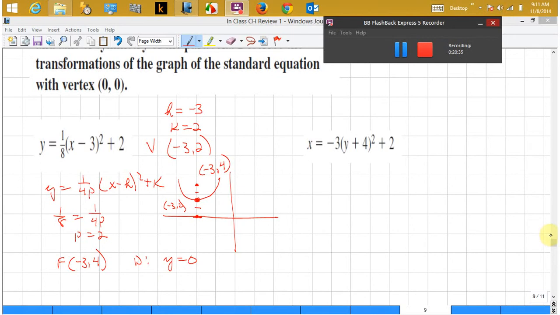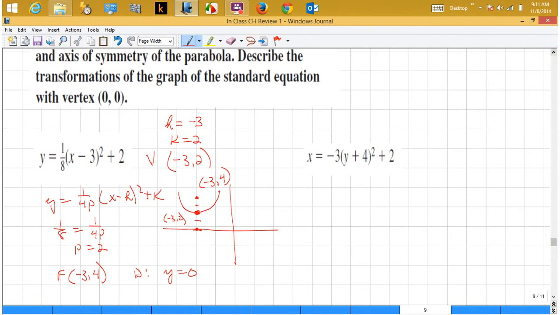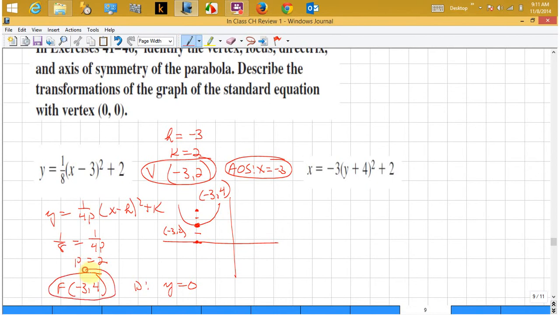Okay, it's been a few hours since I was last working on this video, so let me try to remember where I left off. According to the instructions, we need to find the axis of symmetry, the vertex, the focus. Okay, so we've got the vertex. The vertex is a negative 3, 2. That makes the axis of symmetry x equal to a negative 3. The focus we found was a negative 3, 4. And the directrix would be 2 down from the vertex, so that would be the line right here, the y equal to 0 line. And describe the transformation. Well, it's going to be a shift left of 3 units and a shift upward of 2 units. Okay, let's move on to the next problem.